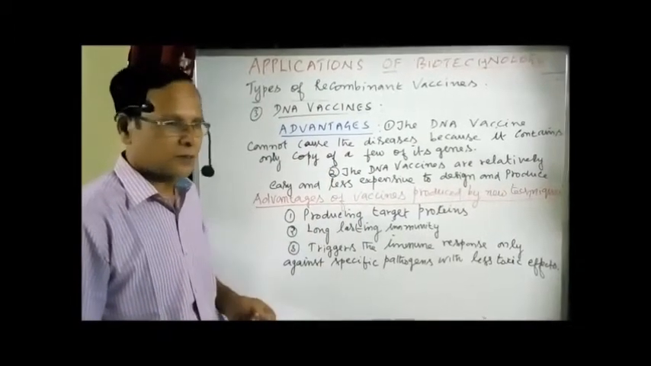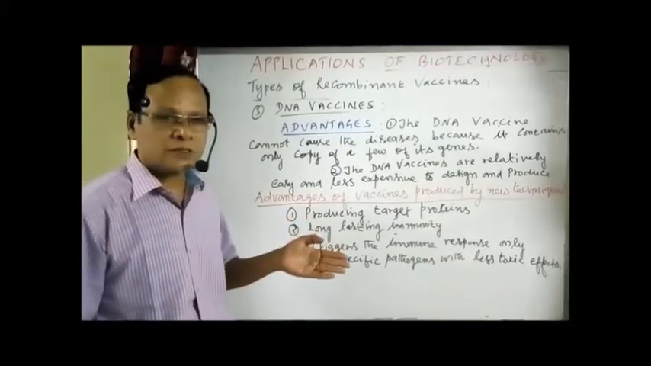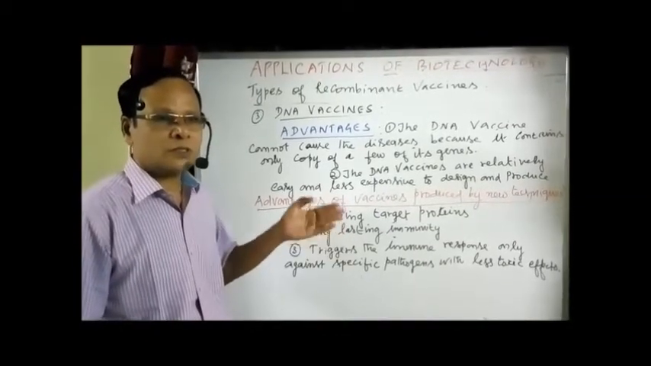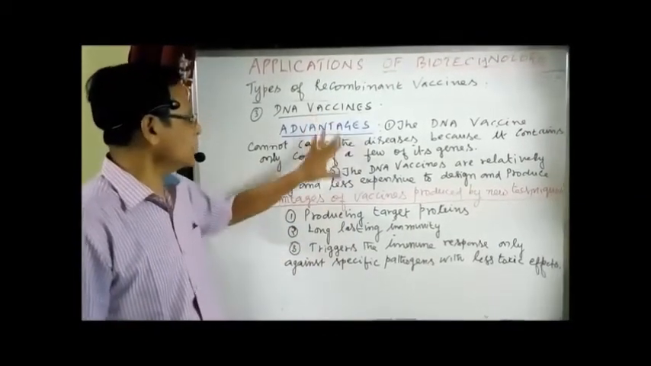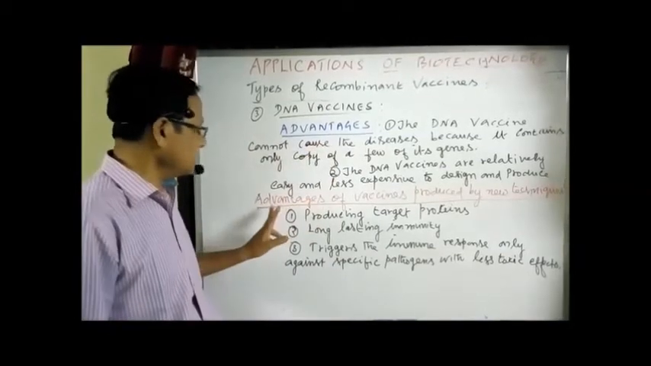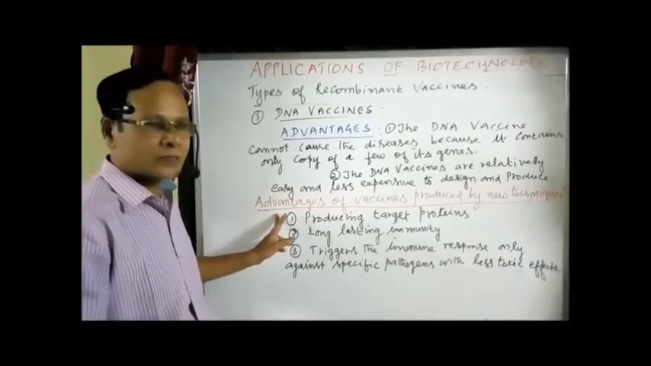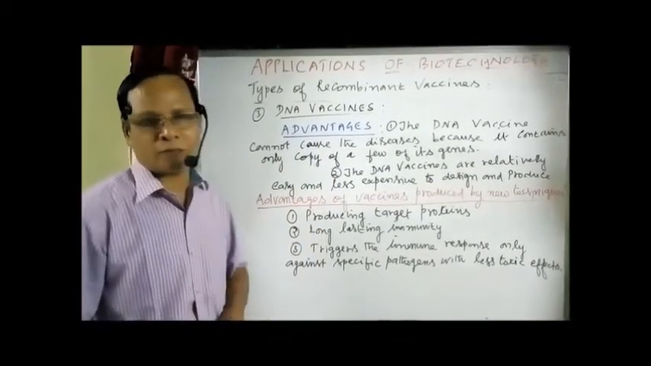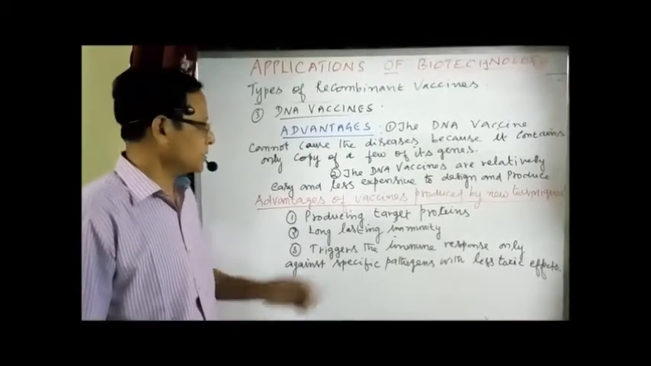They cannot cause a disease. Number two, it is very easy and less expensive to design and produce a vaccine. That is about the advantage of DNA vaccine. This is the advantage of all the vaccines produced through recombinant DNA technology. Okay, that's about this one.